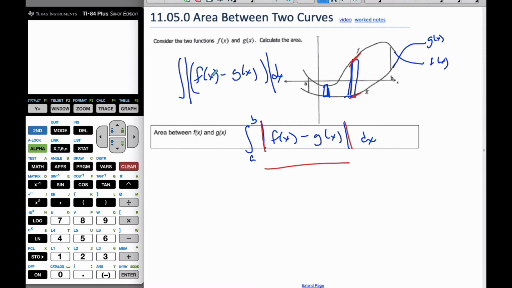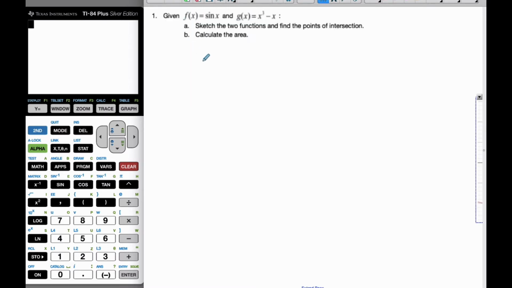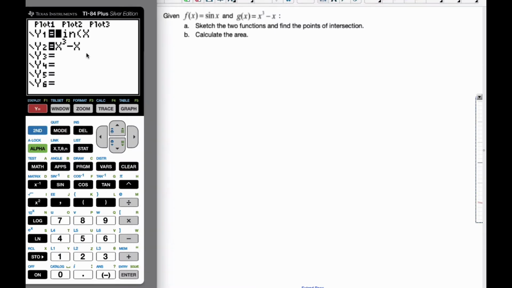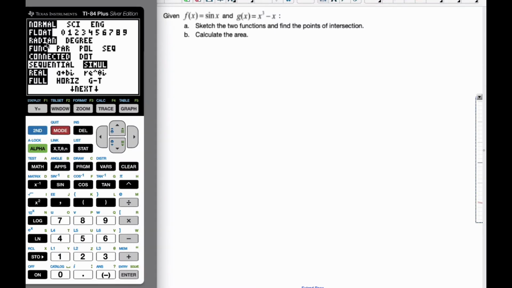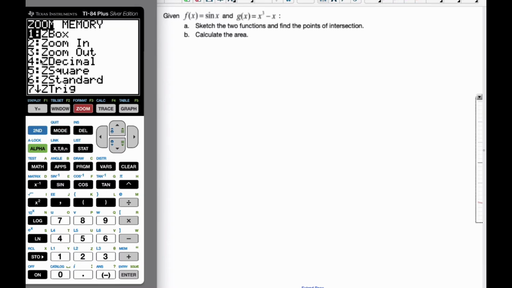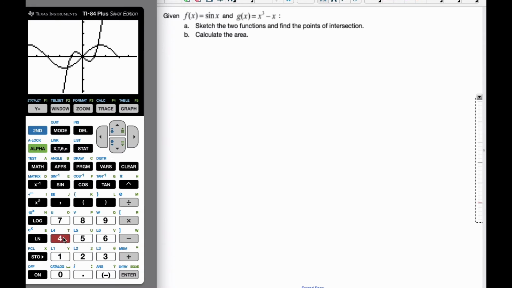Well, let's try an actual example to see what this looks like in real life. Given these two functions, sine f and g, sketch the functions and find the points of intersection. So I'm going to go to my calculator. I've already put them in. I'll check my mode is in radians, because calculus is always done in radians. And I'm going to zoom to decimal zoom, which just means it goes from about -5 to 5 and -4 to 4. It's just zoomed in more.